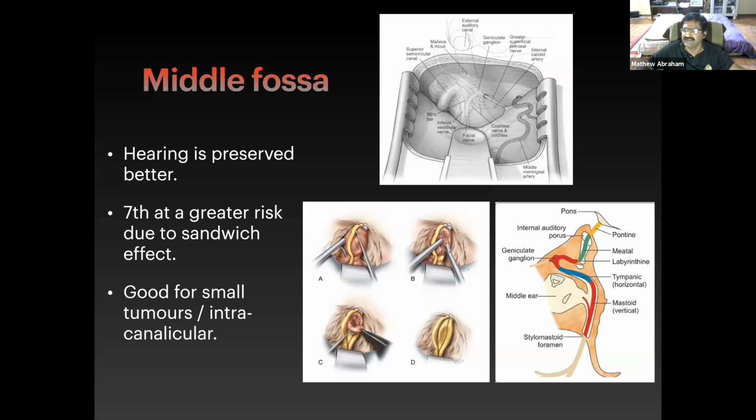But here you're tackling only the meatal portion. You don't expose the labyrinthine portion or the tympanic portion of the seventh nerve. The meatal portion is a much less vulnerable zone of the seventh nerve, and hence you're likely to get a reasonably good seventh nerve outcome, even if you have to manipulate it. However, it's good only for small tumors. It's the best approach for preserving hearing.